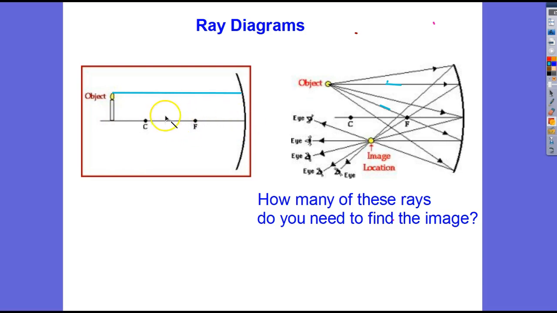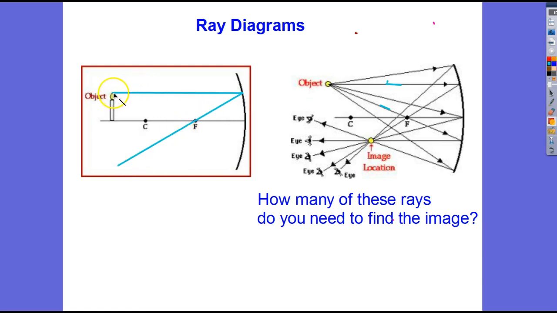This is the focal point. This is the center of curvature. It would be the radius of the circle that the mirror makes. The mirror is a sphere. And so if it hits this, the rule is it will be reflected through the focal point.